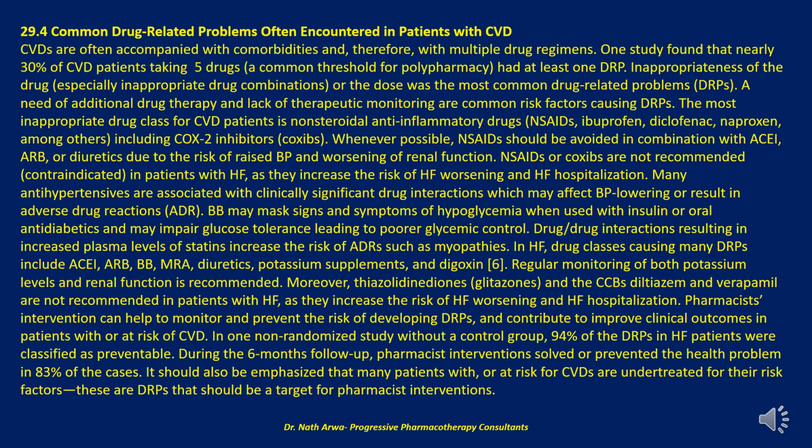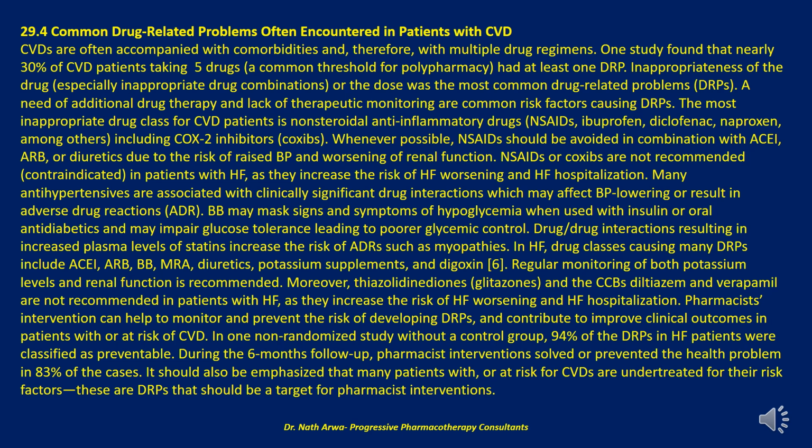In heart failure, drug classes causing many drug-related problems include angiotensin-converting enzyme inhibitors, angiotensin II receptor blockers, beta blockers, MRA, diuretics, potassium supplements, and digoxin. Regular monitoring of both potassium levels and renal function is recommended. Moreover, thiazolidinediones, also called glitazones, and the calcium channel blockers diltiazem and verapamil are not recommended in patients with heart failure, as they increase the risk of heart failure worsening and heart failure hospitalization.